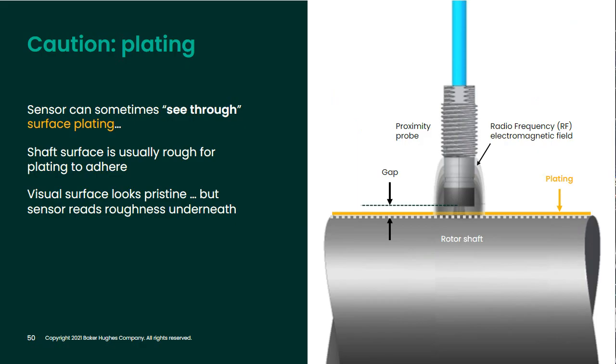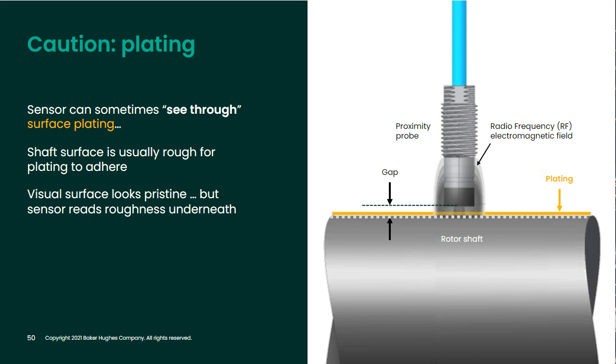And also a note of caution about plating. Occasionally a rotor is refurbished by plating the bearing journal area to replace worn material. Sometimes the surface will be intentionally roughed up to allow the chrome plating to adhere better. However, the probe will see through the plating to the rough surface underneath, resulting in runout, although you may not see anything visually on the outside.